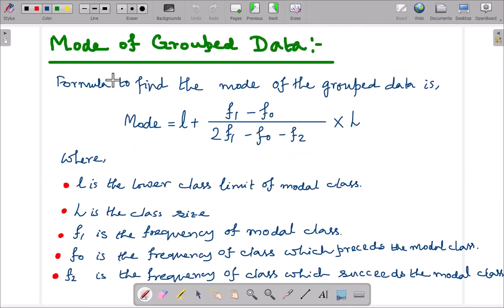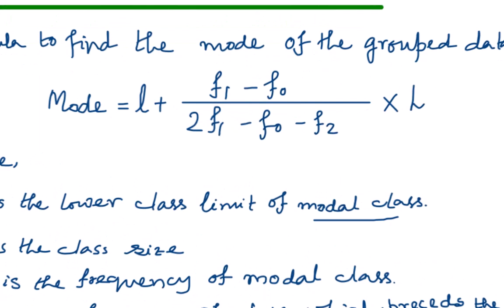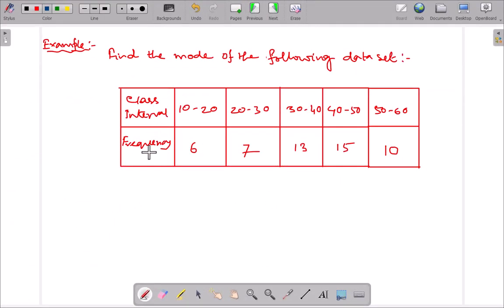Mode of grouped data. We use this formula to find the mode of grouped data. Here L is the lower limit of the modal class. What is modal class? Modal class actually contains the highest frequency. H is the class size, F1 is the frequency of modal class, F0 is the frequency of the class which precedes the modal class, and F2 is the frequency of the class which succeeds the modal class. In this example, class interval and frequency are given. We need to find the mode.